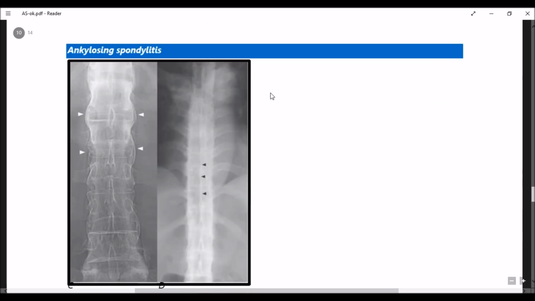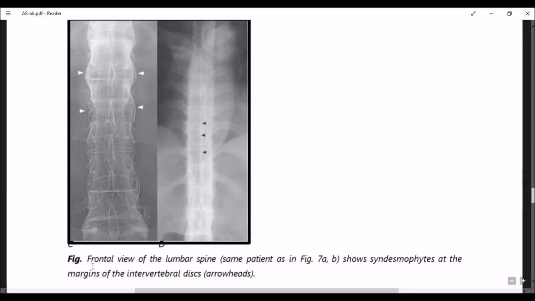And some of the discussion that I'd like to do. The frontal view of the lumbar spine of the same patient shows syndesmophytes at the margins of the intervertebral disc. You see, at the margins of the intervertebral disc, this shows the syndesmophytes.